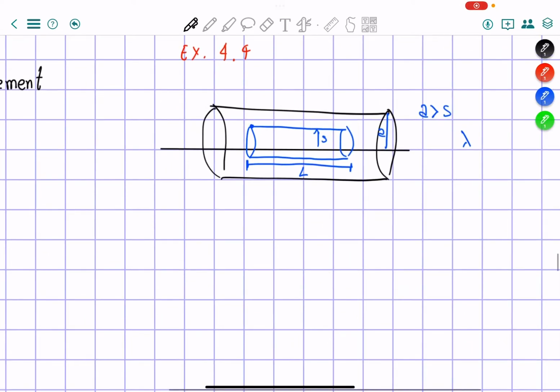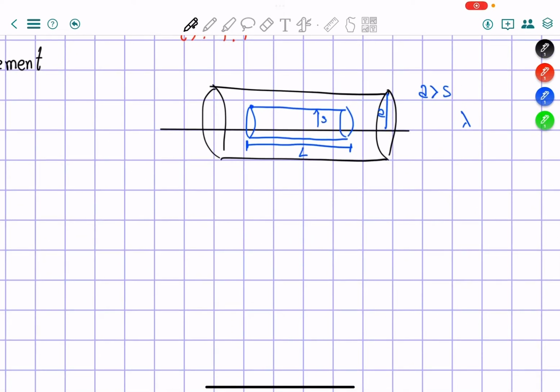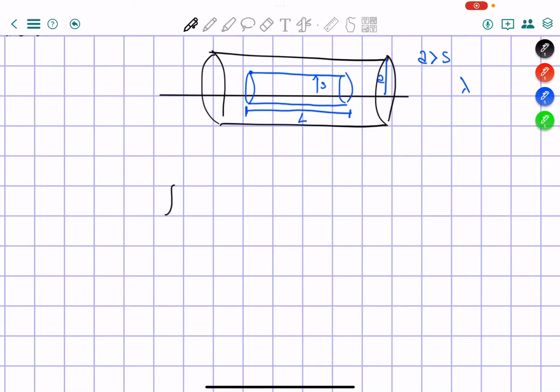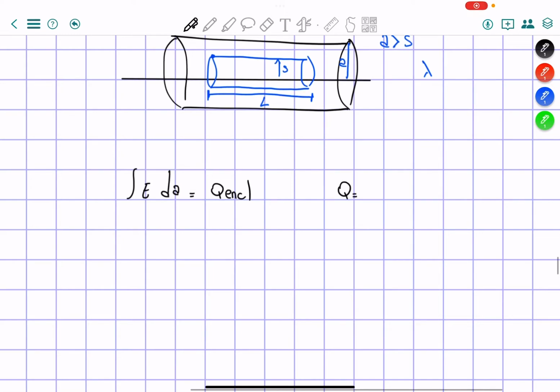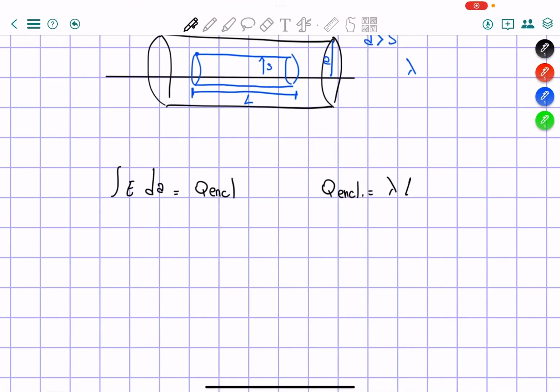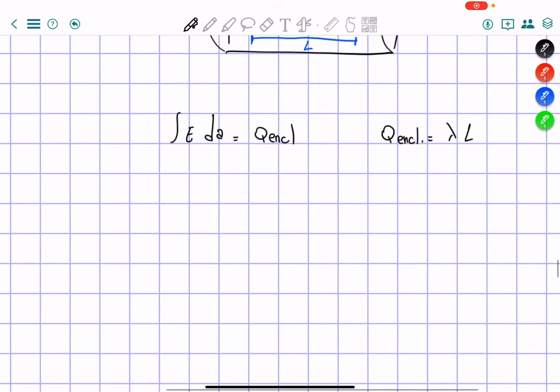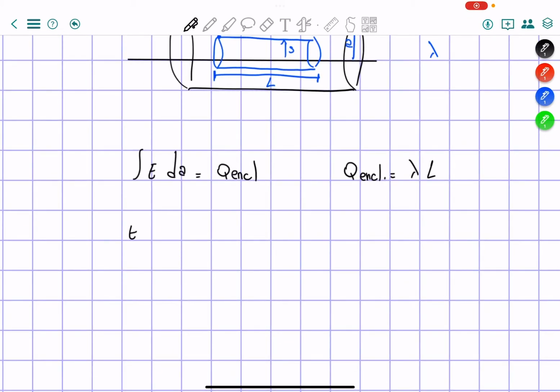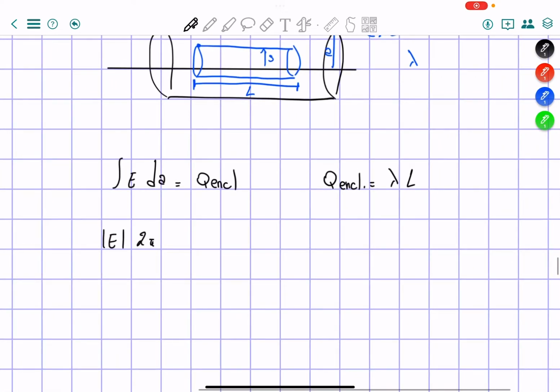Okay, so if, for example, we were to find the electric field of this without an insulation, we would simply say it's the integral of the electric field E over dA equals the charge enclosed. Now the charge enclosed is our charge per length times our length, of course. In this case, we would have to find the area of the surface of this cylinder. So we have the absolute value of E times 2 pi A times L, which equals lambda L.